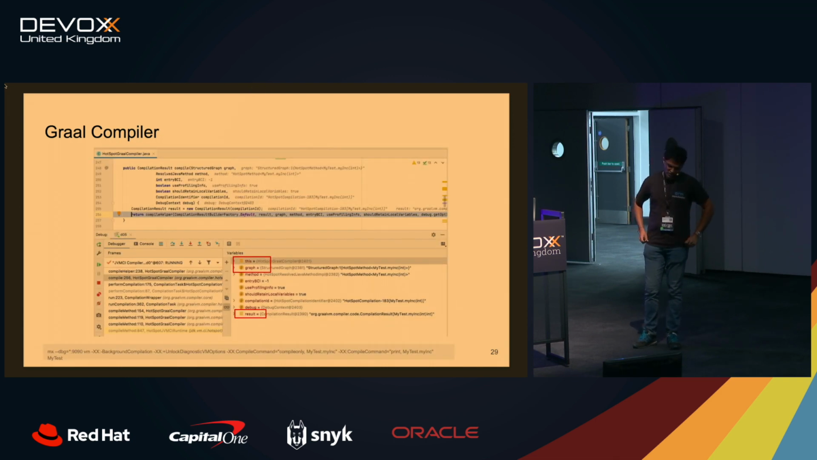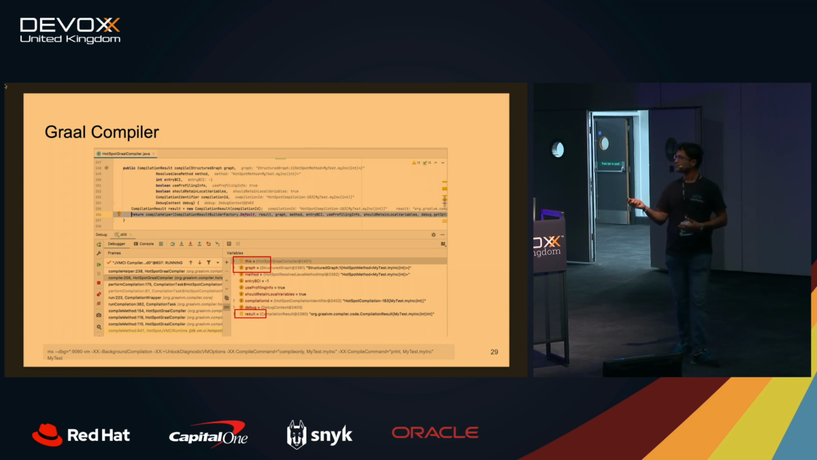Because it is a Java program, we can stop it in a debugger. So this is IntelliJ, and I have stopped this program during its execution. What does it execute? During its execution, it is compiling a method.